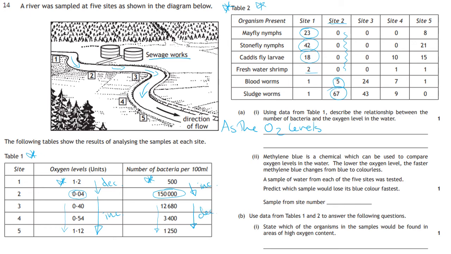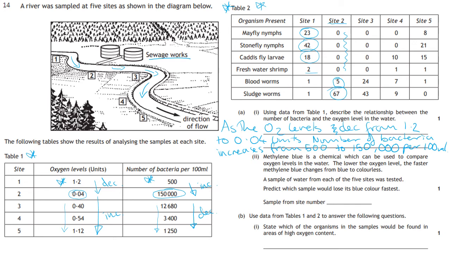What's happening to the bacteria? Decreasing. So as oxygen levels decrease from 1.2 to 0.04 units, number of bacteria. What's my number of bacteria doing? They are increasing from 500 to 150,000. And I put in my wee units per 100 mils.